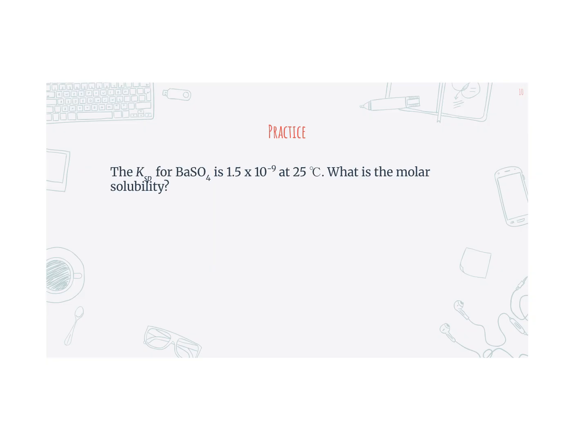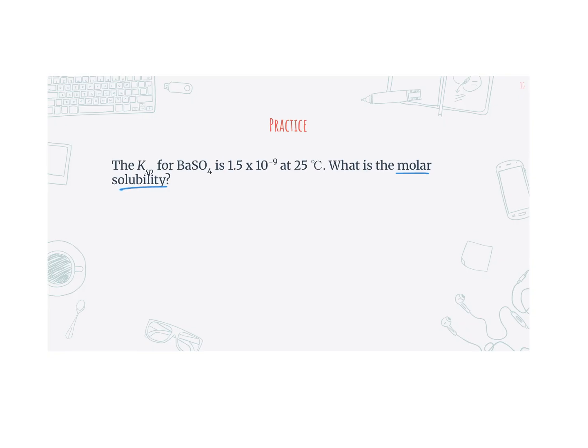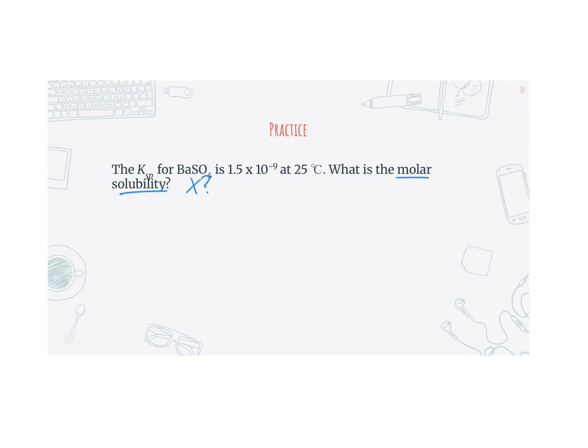All right, this is pretty similar to the previous example, although it might be a little bit easier. So again, we're using a RICE table. We want the molar solubility, and so that's in moles per liter. Of course, you can take that a little bit further and do it in grams per liter. But for solubility, we're essentially solving for x.